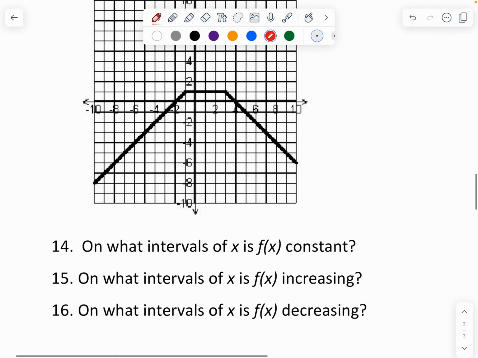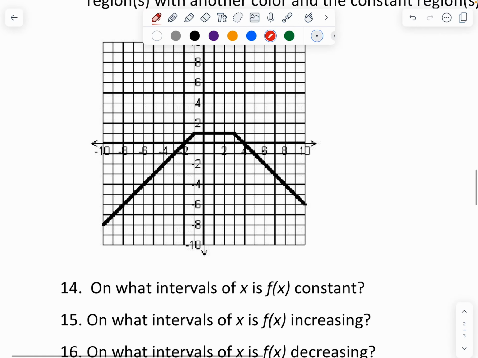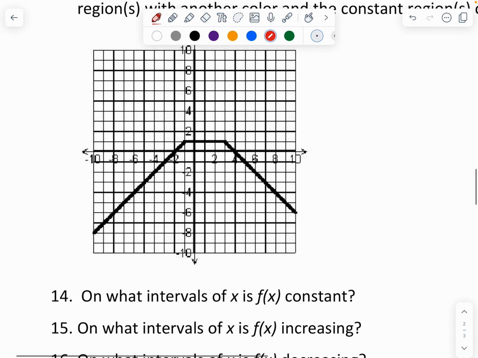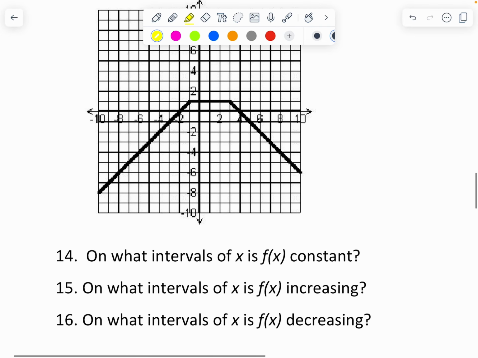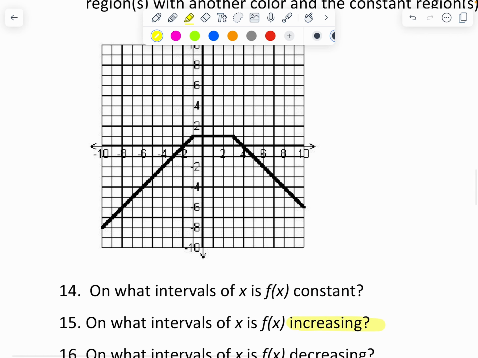Okay, let's skip on down to our other graph that we had on this, which was constant, increasing, and decreasing. Okay, so the increasing is going to be when the graph is going up. Let's do increasing first. All right, so when my graph is going up from left to right, that's going to be pretty much everything over here.